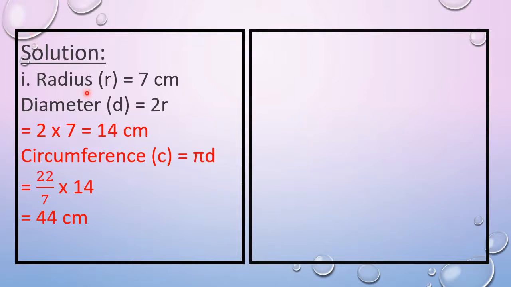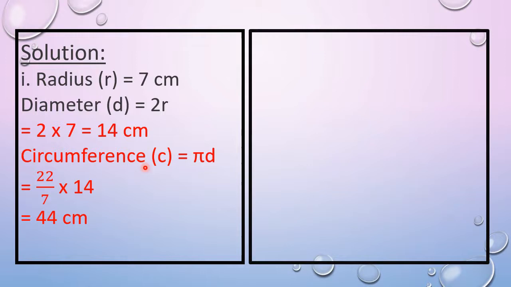In question number 1, radius is given. Radius is equal to 7 centimeter. So from this we will find out the diameter and the circumference. So diameter is equal to 2r. Diameter is the double of radius. So 2 into 7 we will get 14 centimeter. Diameter is 14 centimeter. Now we will find out the circumference.